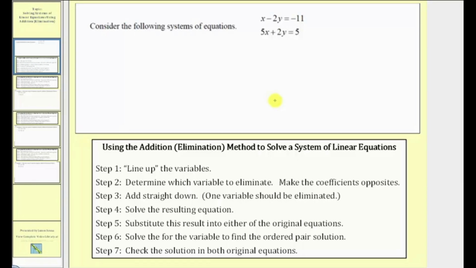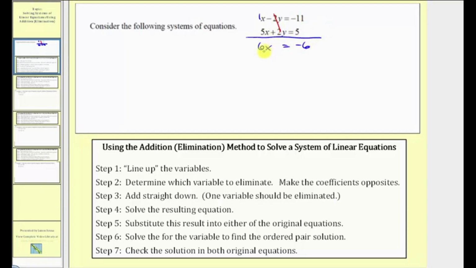Before we formalize the steps, let's consider this system here, and let's add the two equations together. So if we add the two equations together, we would have 1x plus 5x, that's 6x. But notice for the y terms, we'd have negative 2y plus 2y, which is 0. So when we add the equations together, notice how here the y terms are eliminated. And now you can see where this method gets its name. And on the right side, we have negative 11 plus 5, that's negative 6.